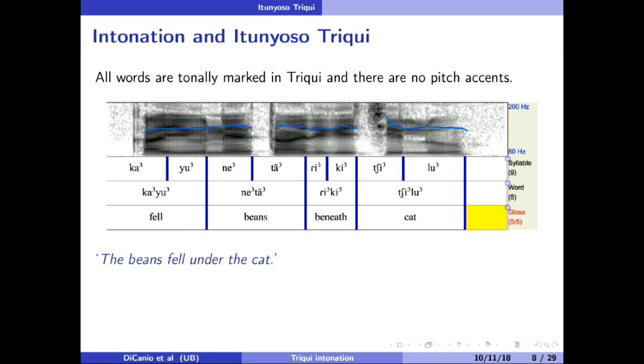What about intonation? Well, there are no toneless words or morphemes whatsoever in Triqui. Everything is tonally marked, and there are no pitch accents. So in the process of working on this language, as well as on a larger grant that I have looking at the prosody-tone interface, I collected a lot of examples of sentences that consist of all the same tone. And so here's just an example: the beans fell under the cat.